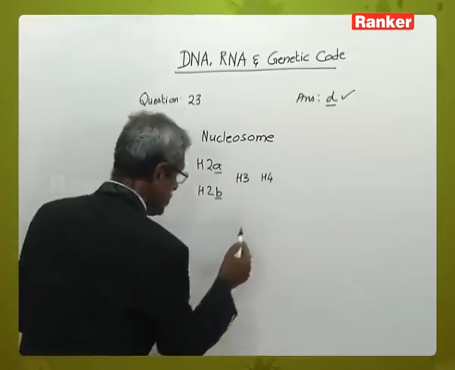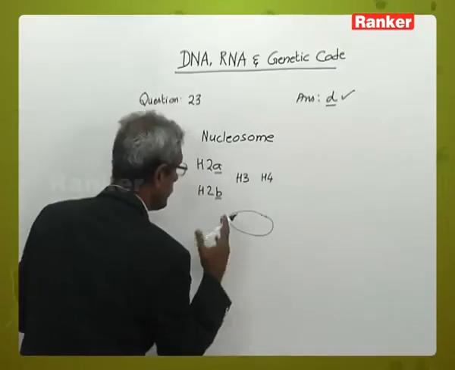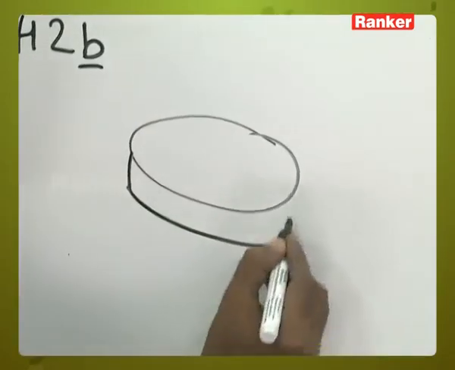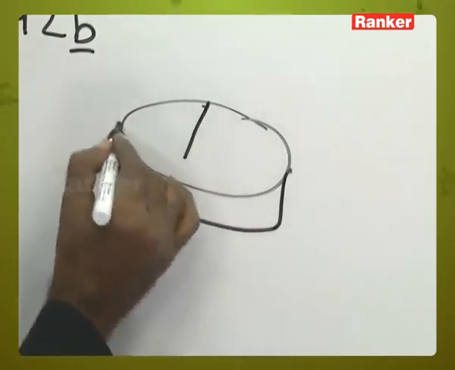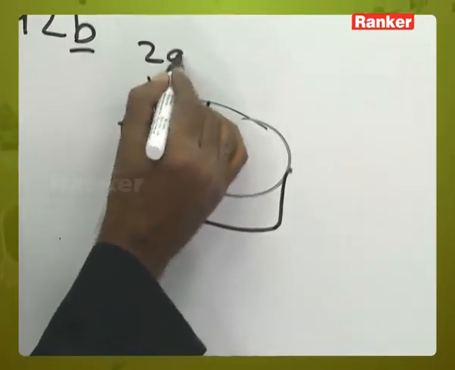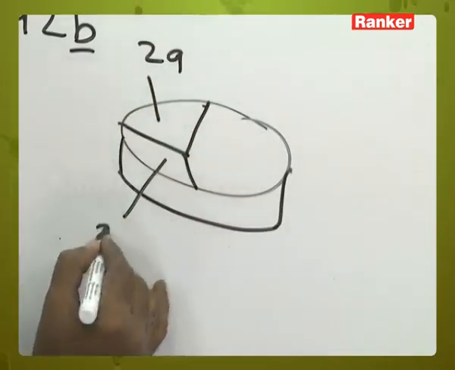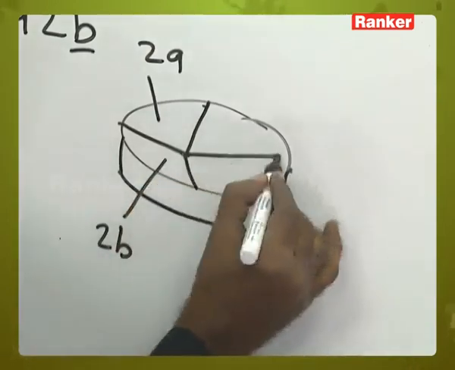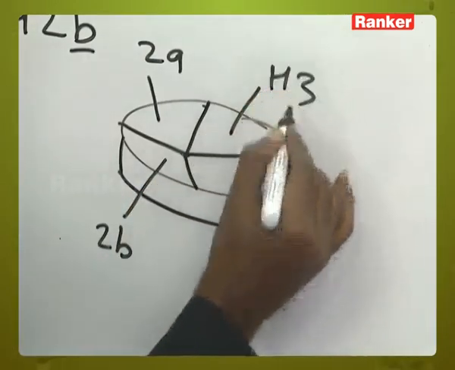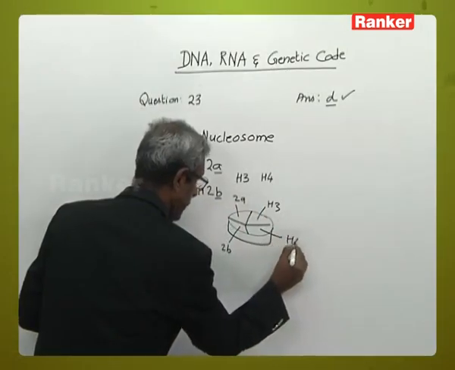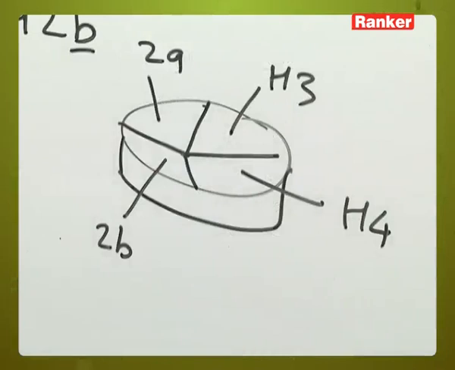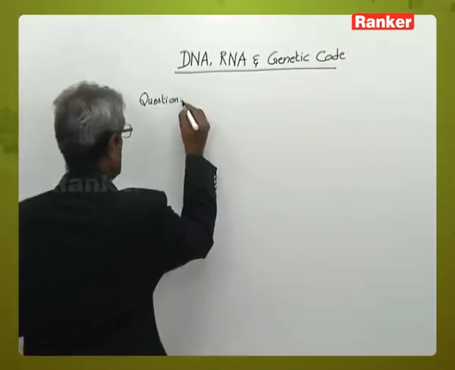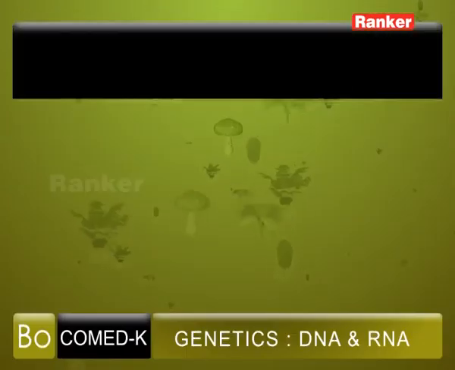So, a nucleosome is made up of 2 components of H2A, 2 components of H2B, then 1 component of H3 and another component of H4. We have 4 important components in a nucleosome. Next, we go to question number 24.